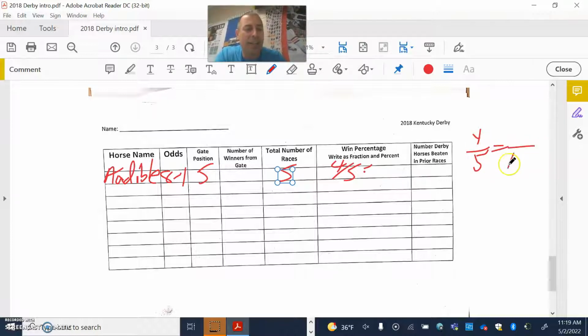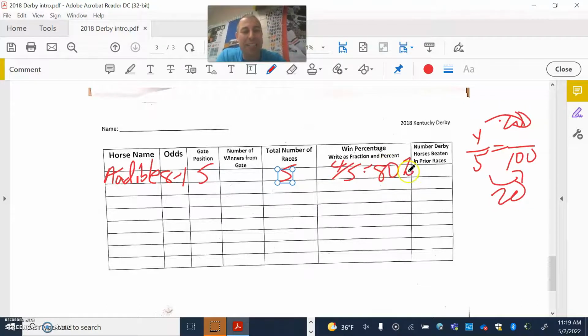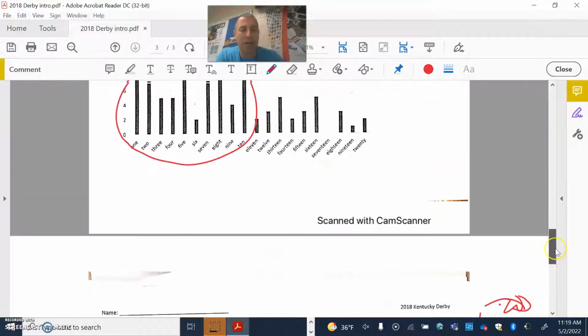All right. Look at this. Percents out of 100. Let's times it by 20. 40 times 20. Yep, there's our 80%. So Audible has won 80% of the races it has entered. Now we're going to repeat the process here for our next few horses.